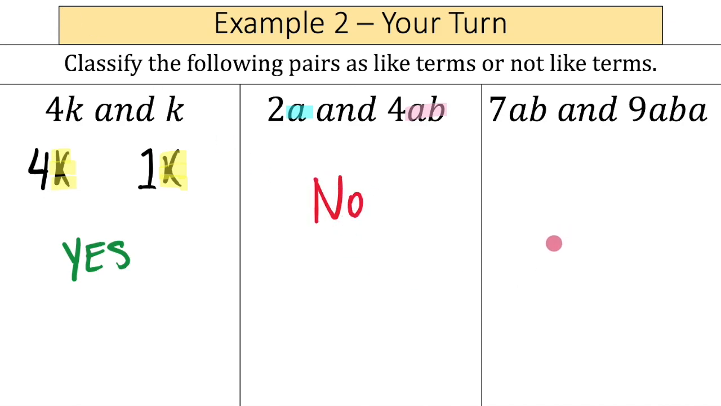Let's now go into the third one where the same logic is going to apply. I have 7AB, and then over here I have 9ABA. Now obviously ABA is not the same as AB. I have an extra A here. So these are not like terms because my pronumerals are different. So you should have written no right there. Hopefully you got all of those correct.